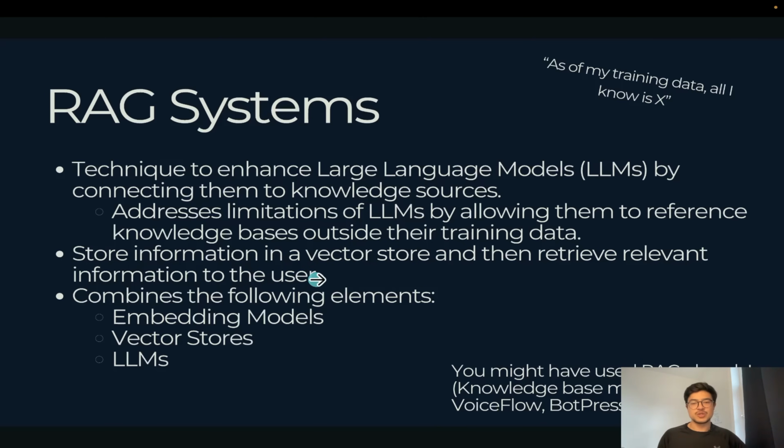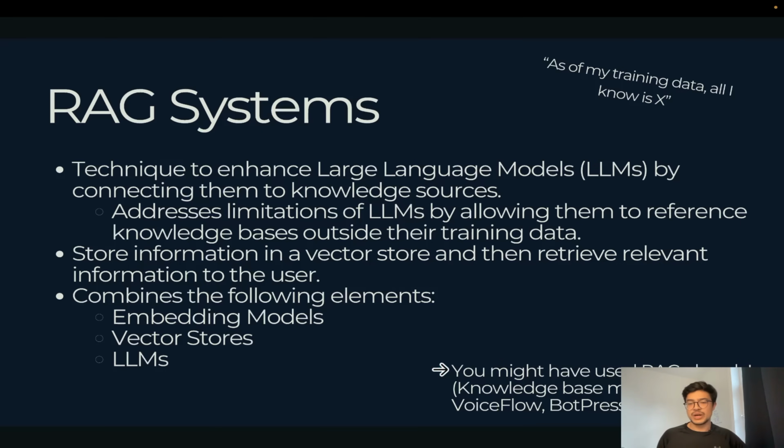So we're storing this information in the vector store, and then we retrieve the relevant info to the user. It's going to become clearer now, okay? Don't worry. And it combines 3 core elements, all right? The embedding model, the vector store, and the actual language model, okay? Not an agent, a language model.